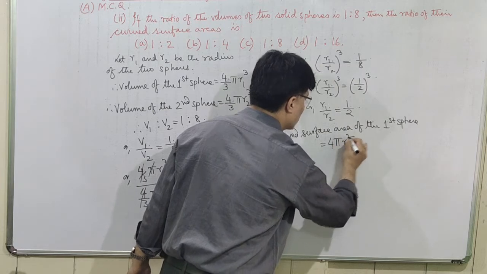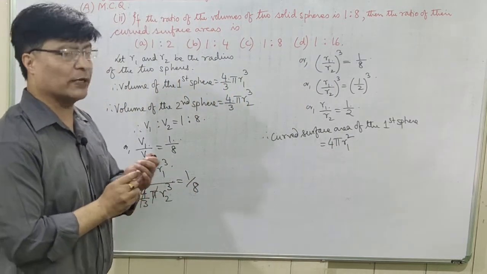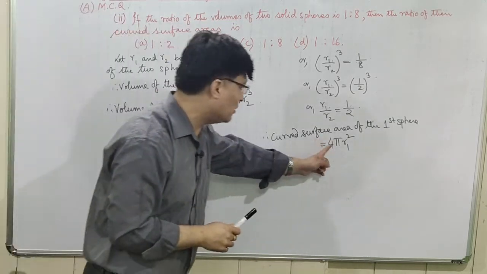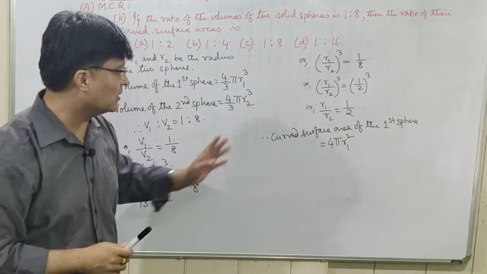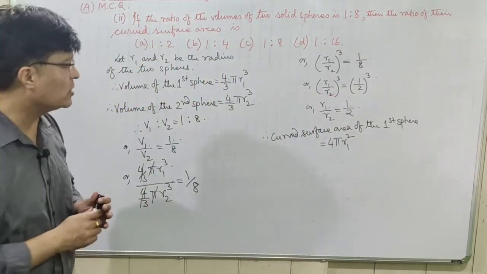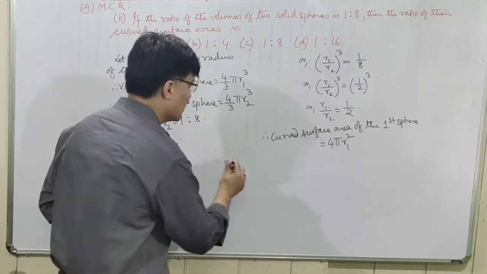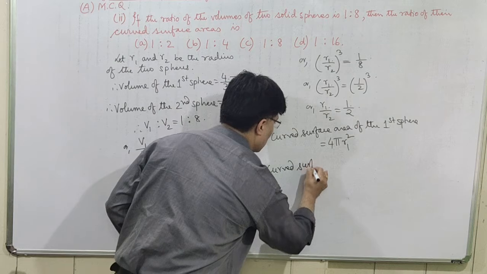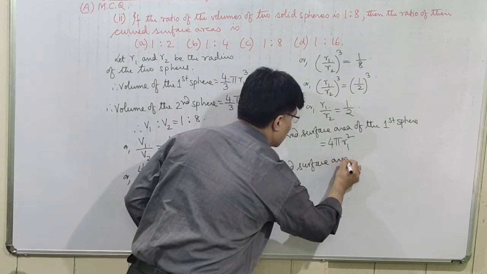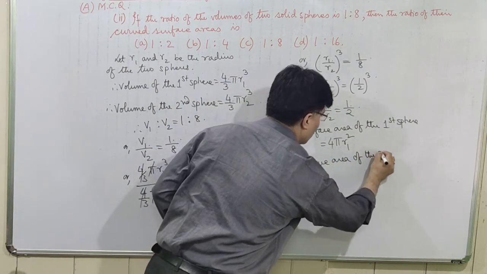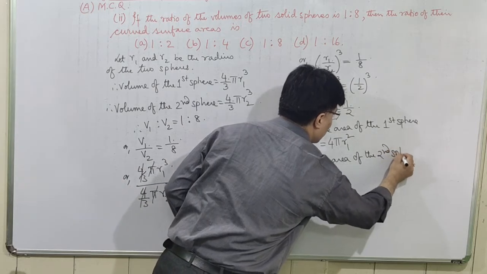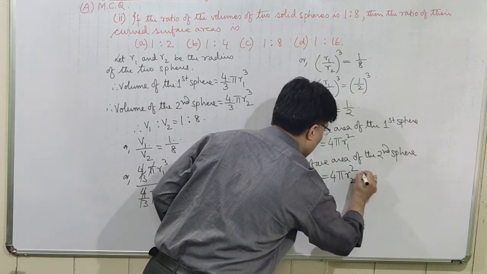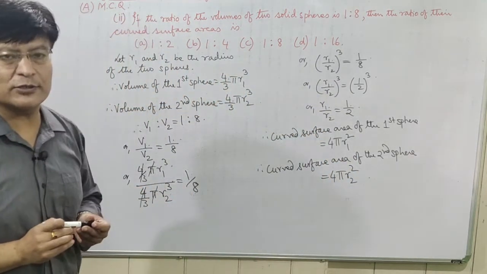4 pi R1 square. Curved surface area of the sphere means the area around the outside of the sphere. The formula is 4 pi R1 square. This is the curved surface area of the first sphere. Similarly, the curved surface area of the second sphere is equal to, how much is it? It is 4 pi R2 square. So I think you've understood it.